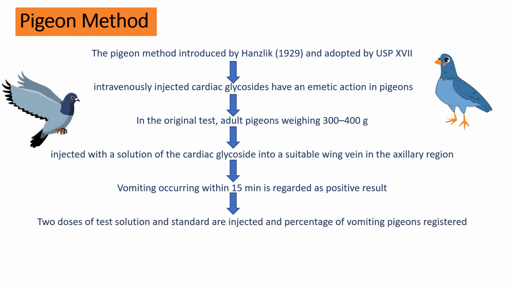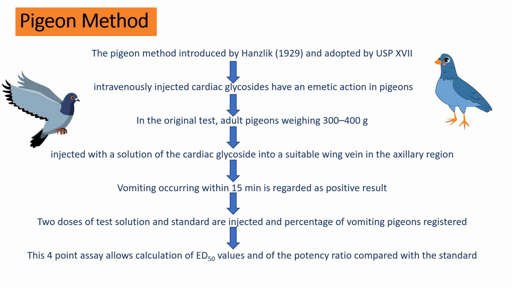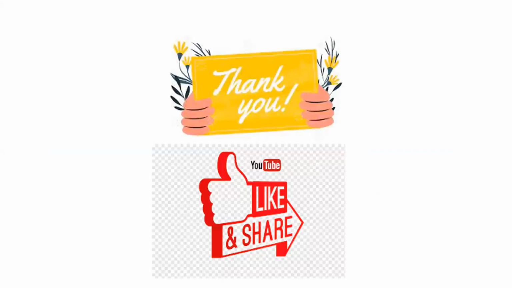Two doses of test solution and standard are injected and the percentage of vomiting pigeons is registered. This 4-point assay allows calculation of the ED50 value and of the potency ratio compared with the standard. So this is a simple method to test the positive inotropic effect. Thank you for listening.